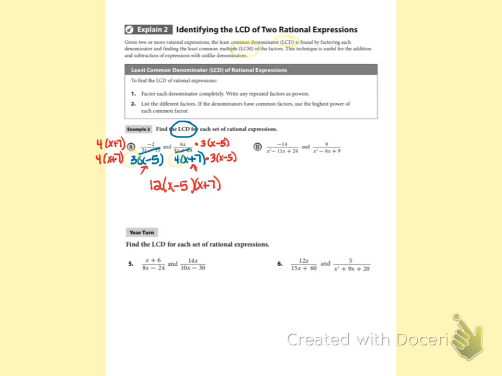So that's for another example, because we're not quite there yet where we're actually going to add, but that's what would be involved, is finding this LCM. So that's our practice in finding a least common denominator, or a least common multiple, in other words.